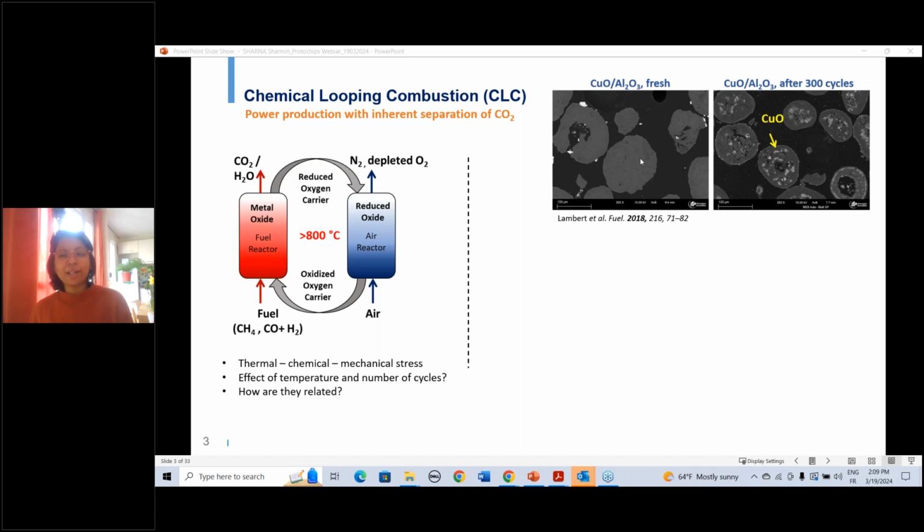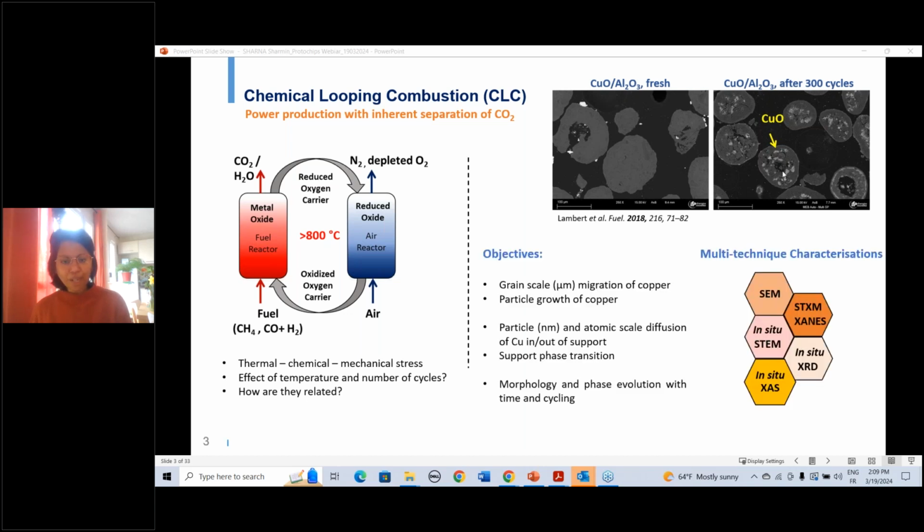However, after about 300 cycles, we see that the material is segregating, and we see different copper oxide phases sintered and forming big chunks within our support. We also see that the structure of the support is changing. From an initial mesoporous material, we form macroporosity, cracks, and fissures inside the material.